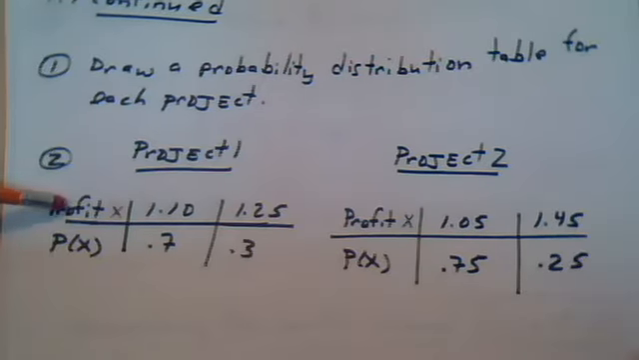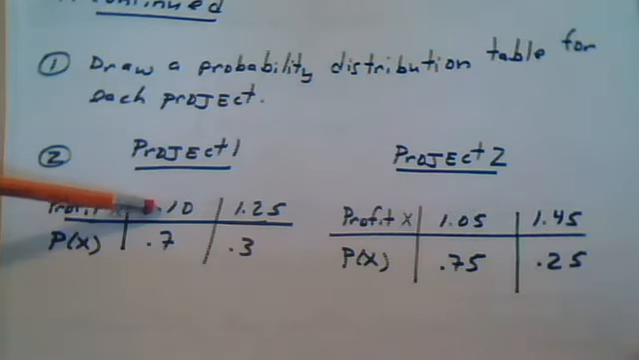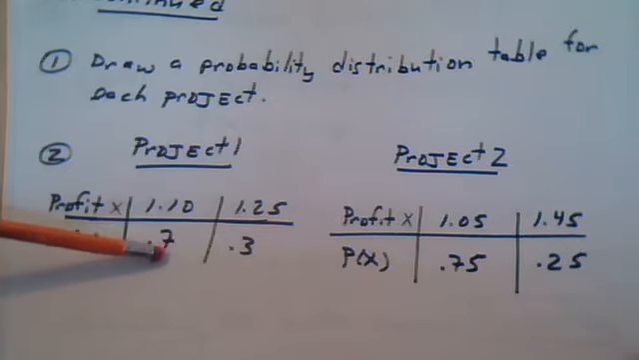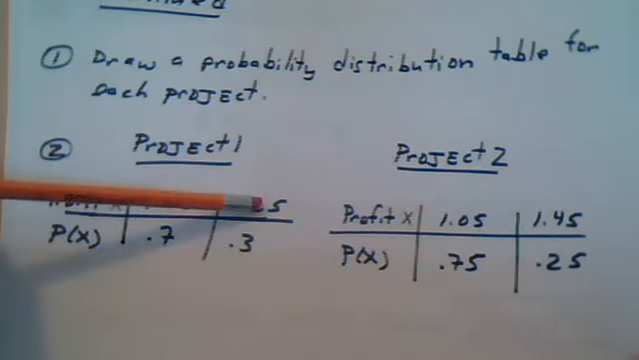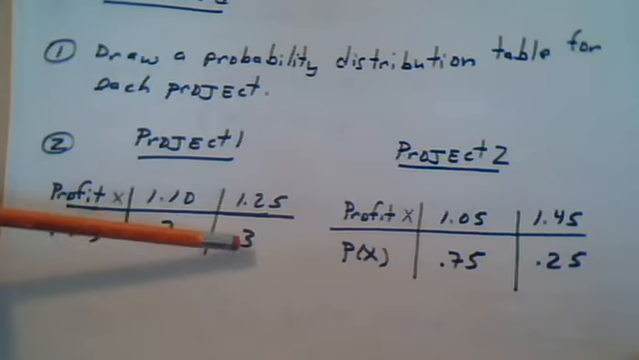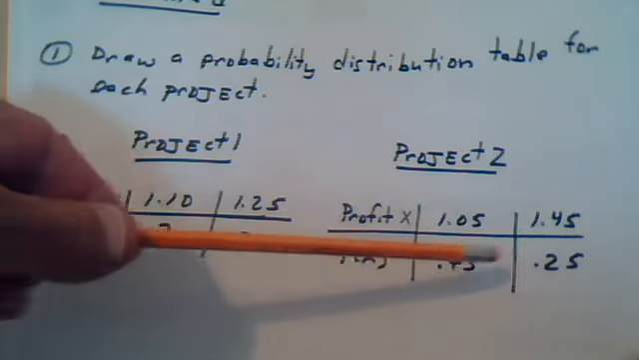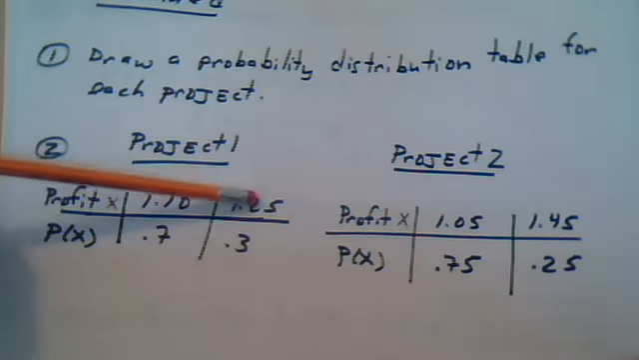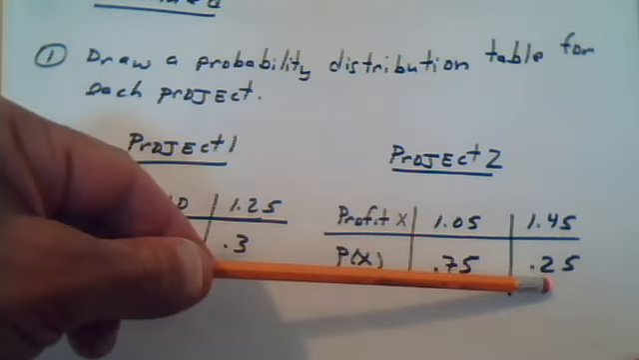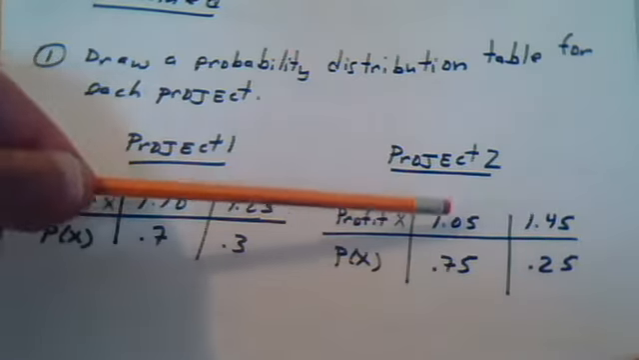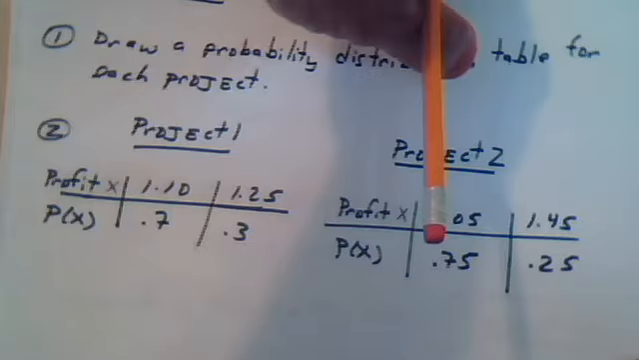Notice profit of $1.10 million, the probability of that is 0.7 or 70%. So these are the events, the outcomes, and these are their related probabilities. Same here. These are the probabilities for these outcomes. So you run it through your expected value formula.